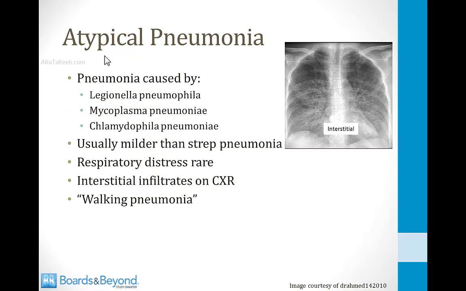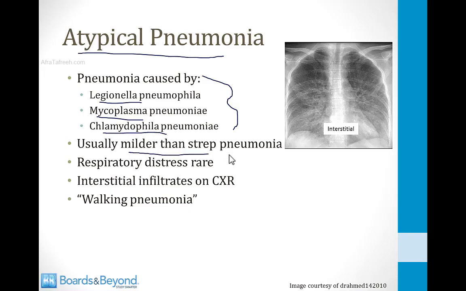You'll sometimes hear clinicians say that a patient has an atypical pneumonia, and what they mean is that the patient has an interstitial pneumonia caused by one of these bacteria here. And these bacteria are often called atypical bacteria because they're not Strep pneumoniae. Strep pneumoniae is a typical pneumonia bacteria. These are atypical bacteria, and they generally cause that milder interstitial form of pneumonia. These are Legionella and Mycoplasma and Chlamydia.